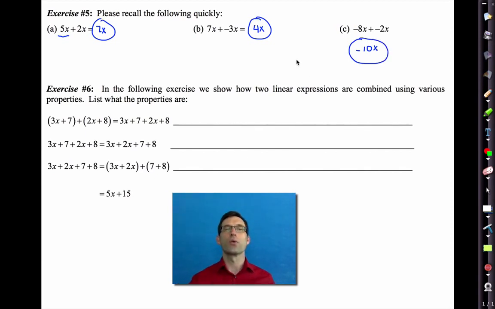So just a little combining like terms. No different than combining oranges. If I have 5 oranges and 2 oranges, I have 7 oranges. If I have 7 oranges and I subtract 3 oranges, I have 4 oranges. I don't know about letter C.